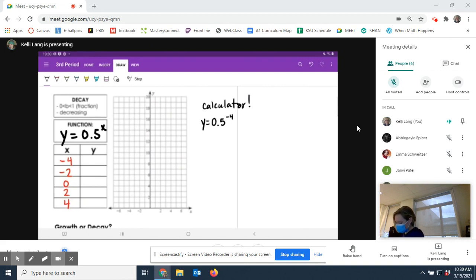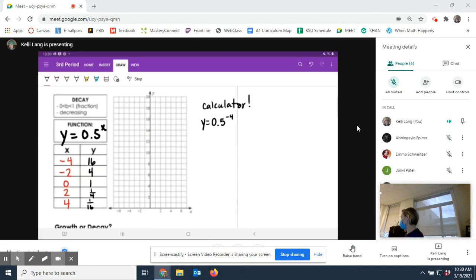So we got 16 for this one when we type in 0.5 to the -4. When we type in 0.5 to the -2, we get 4. When we type in 0, we get 1. Remember, anything to the 0 power is always 1. When we type in 2, 0.5 squared, 0.5 to the 2, we get 1/4. And then for the last one, if we type in 0.5 to the 4th power, we get 1/16.